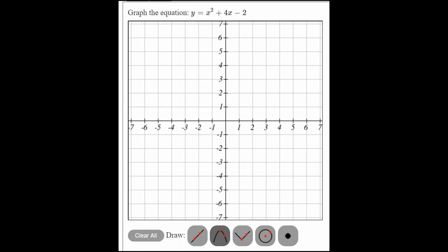Now that I'm in XYZ, to graph my parabola, I have to go down to the buttons on the bottom and make sure that I have selected the parabola shape. Once I have selected that, the first point I need to graph is my vertex. So my vertex is going to be negative 2, negative 6. So I'm going to click, and now it's thinking that's my vertex.